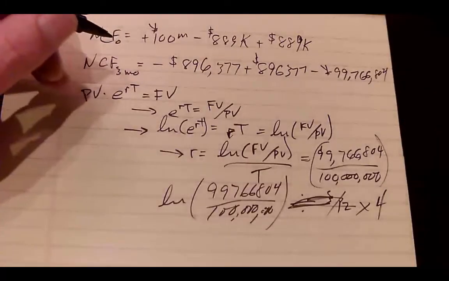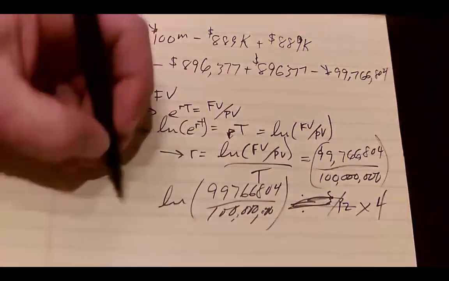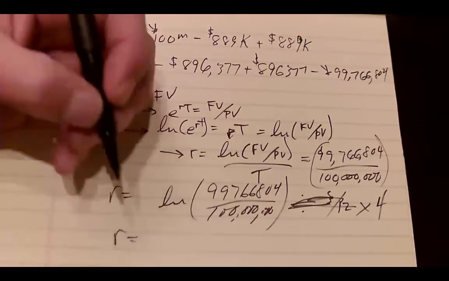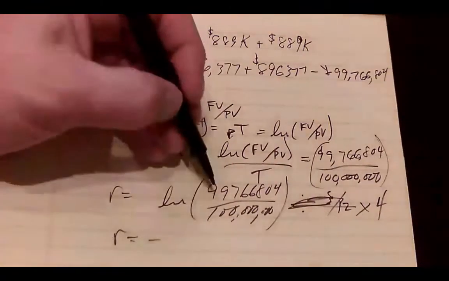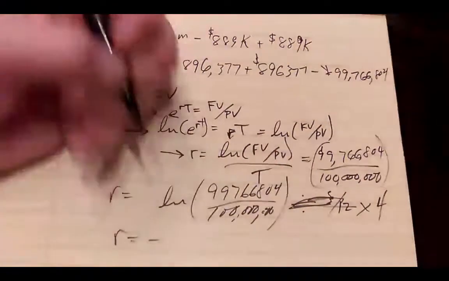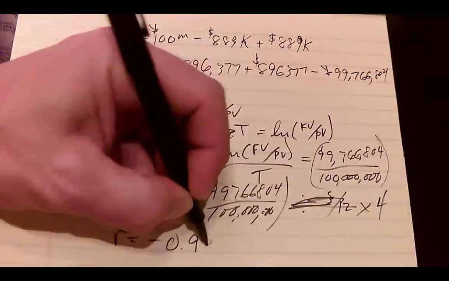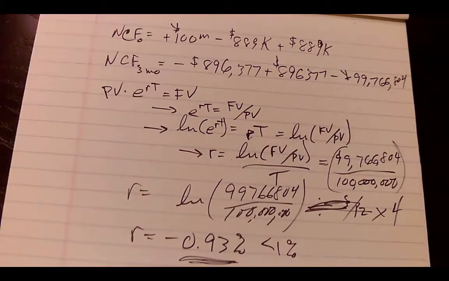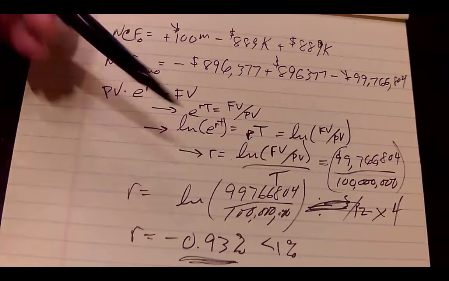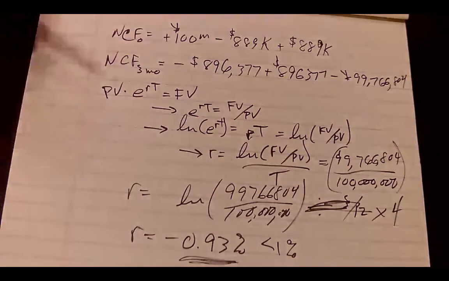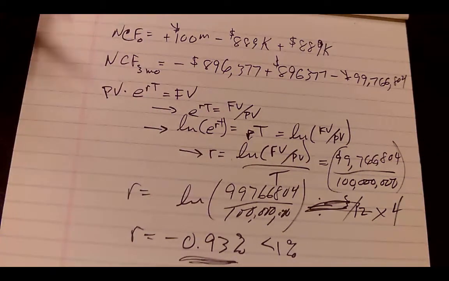Anyway, and when you do that, you end up with R equals what? Negative, of course, because the future value is less than the present value, so this implies a negative interest rate. Common sense, right? Negative 0.93%. And of course, negative 0.93% is less than 1%, the Japanese money market rate of interest. And so you'd want to use the synthetic borrowing rather than the actual borrowing through the Japanese money market.